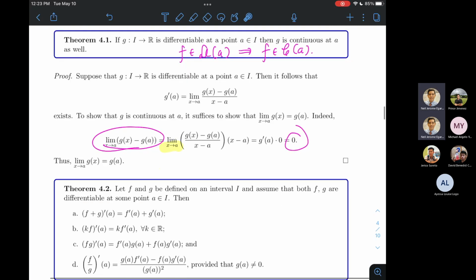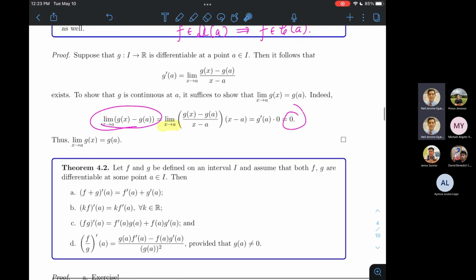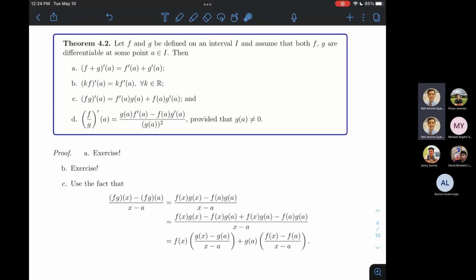Okay, is that good? But that shouldn't be a surprise to you guys kasi nakita niyo na to mula sa Math 36, ano? So and then we'll have theorem 4.2, your usual derivative formulas. So derivative of the sum is the sum of the derivatives. The derivative of a scalar product is the scalar product of the derivative.